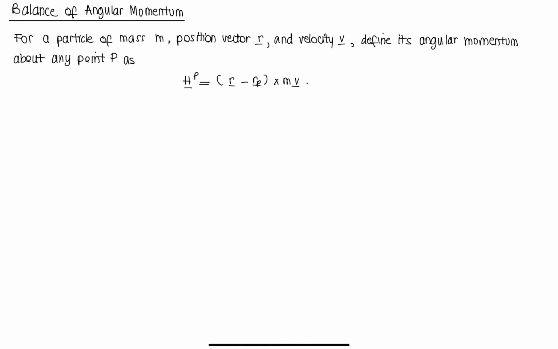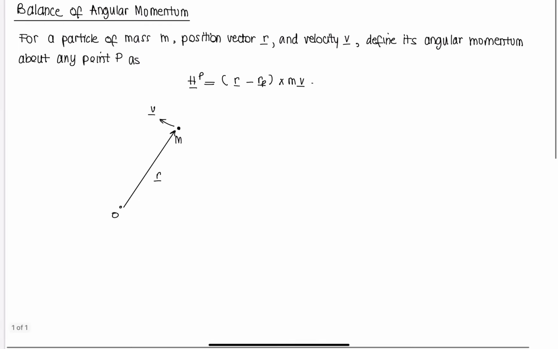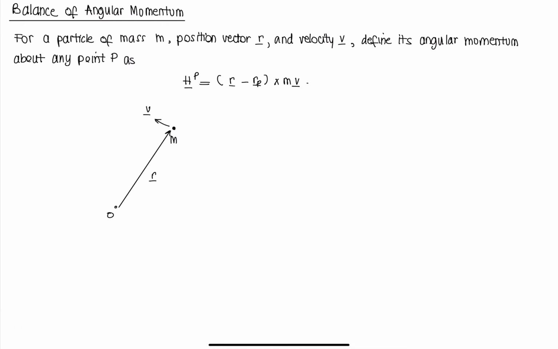So again, I have some particle of mass m, velocity v, position vector with respect to the origin called r. And I have some other, any point P, basically with position vector r_P. So the vector r minus r_P is this one, basically, the vector from point P to the particle. So basically, the angular momentum of the particle about point P is (r minus r_P) cross mv.